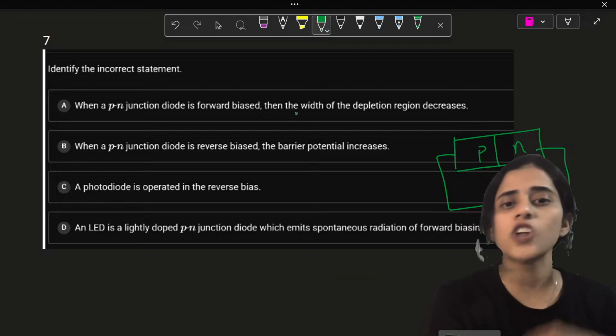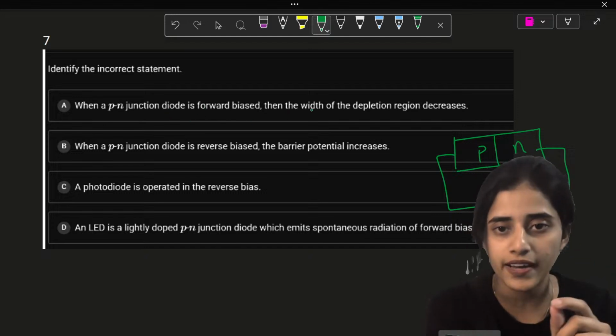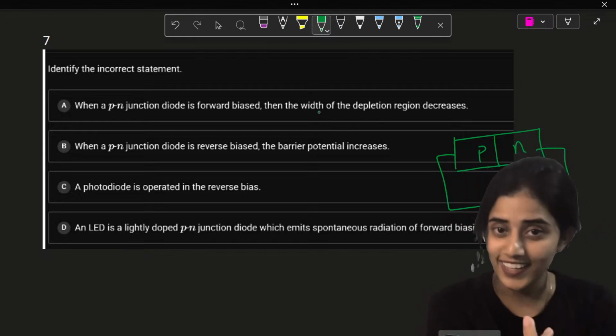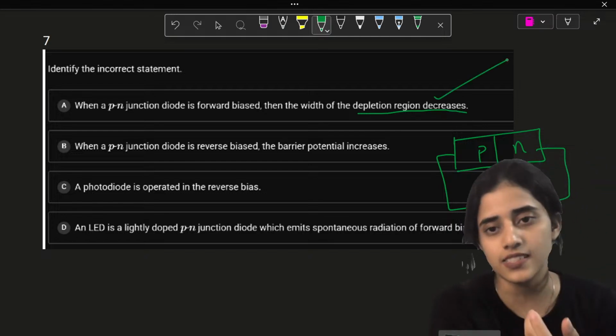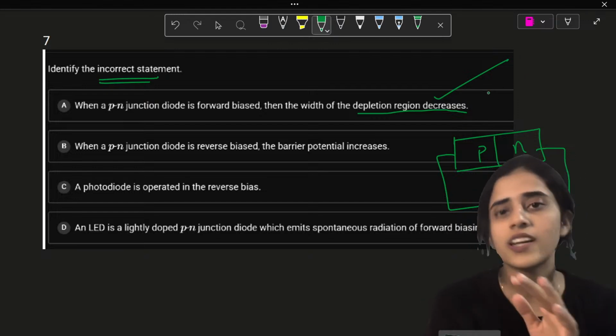Alright. So the first option is definitely correct, because when a PN junction diode is forward biased, the width of the depletion region decreases. You have to find out the incorrect statement. So this is the correct one.